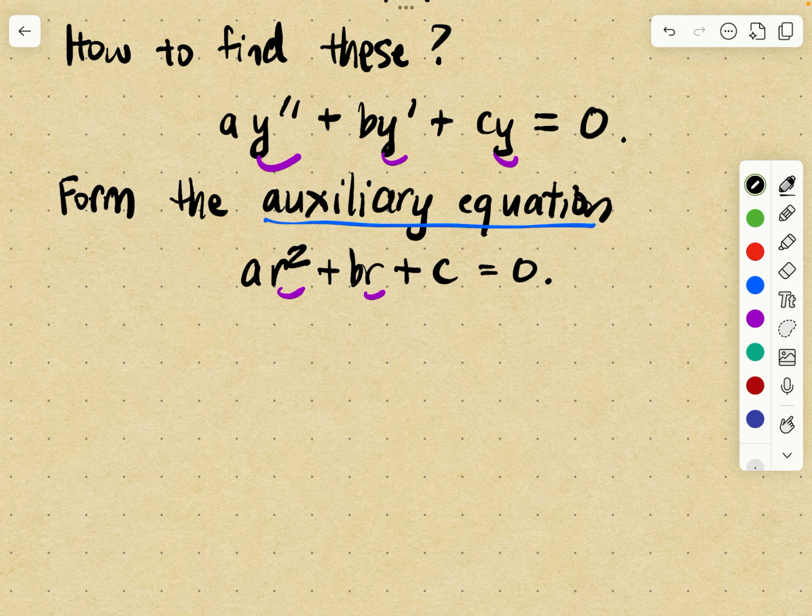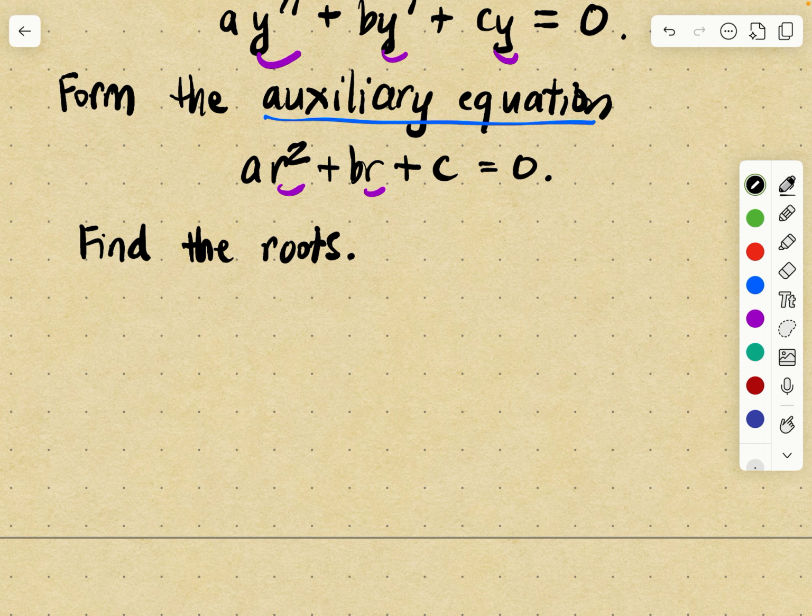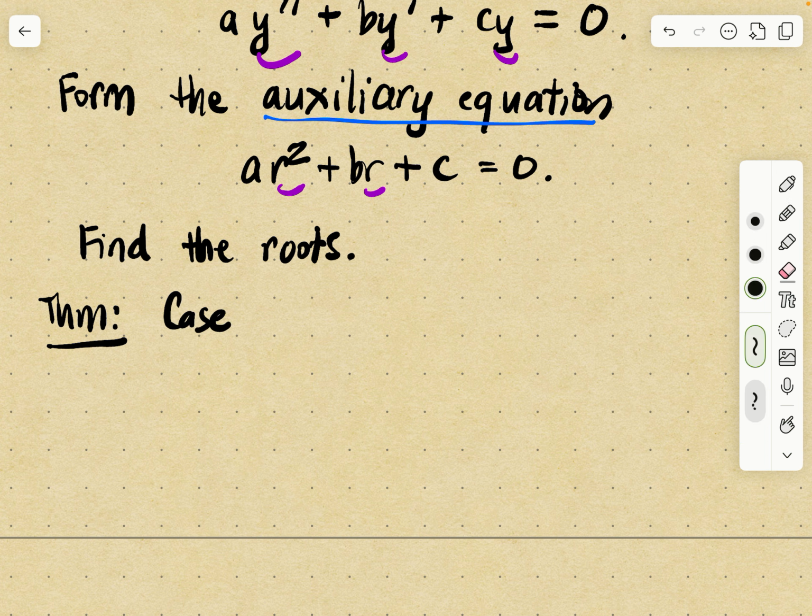It's a quadratic, and now you find the roots of this, using factoring or the quadratic formula. Either way, you're going to find the roots. And then the theorem says, here's the next theorem. The theorem basically just tells you how to find the y1 and y2. So when you find the roots of a quadratic equation and your a, b, and c are real numbers, there's three possibilities.